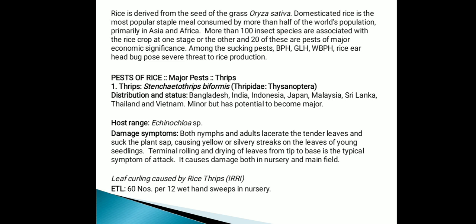What are the symptoms caused in our plants? Both nymphs and adults lacerate the tender leaves and suck the plant sap, causing yellow or silvery streaks on the leaves of young seedlings. Terminal rolling and drying of leaves from the tip to base are the different symptoms of attack. It causes damage in both nursery and the main field.